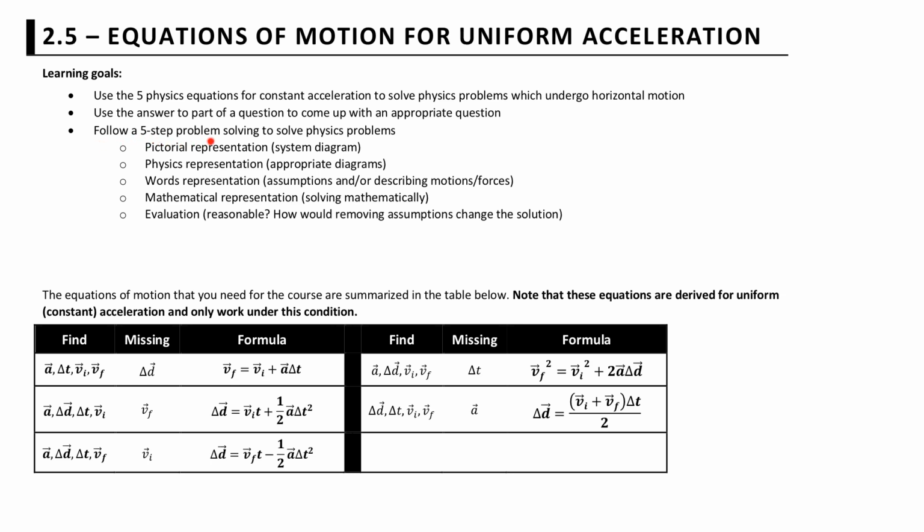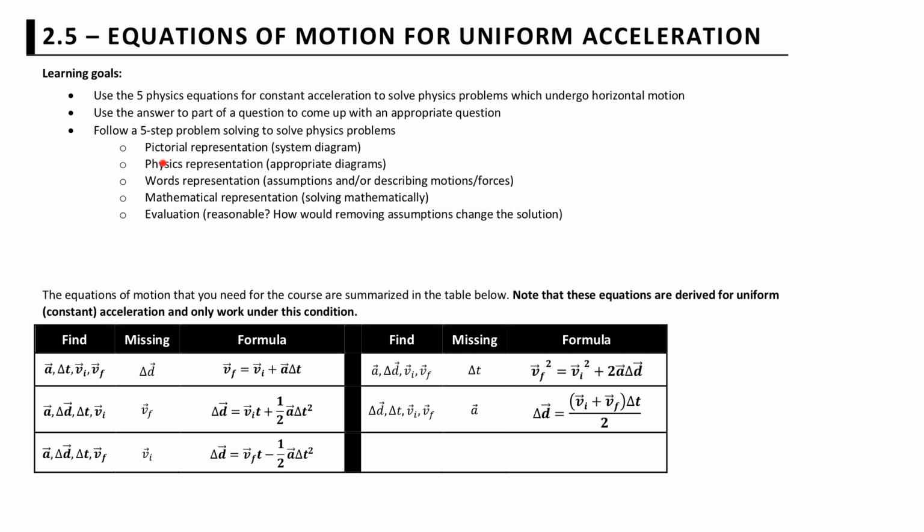Following a 5-step problem solving technique to solve physics problems, and that includes the 5 following steps. Pictorial view, or what we call a system diagram, physics representation, so any appropriate diagrams, word representation, which includes assumptions and/or describing the motions and forces acting on the objects. The 4th step is mathematical representation, so solving something mathematically, and finally evaluation. So is the results reasonable, and how would removing some of the assumptions change the solution?